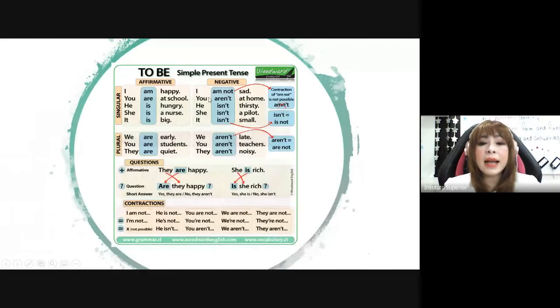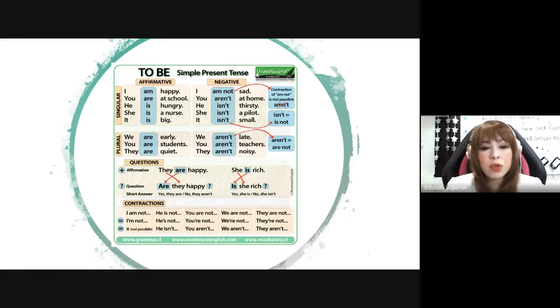You aren't at home. Remember, when we make a contraction, it's because we drop, eliminate, suppress the vowel sound. You aren't at home. He isn't thirsty. She isn't a pilot. It isn't small. We have the plural forms. We aren't late. You aren't teachers. They aren't noisy. Isn't is the contraction form of is not, and aren't is the contraction form of are not.